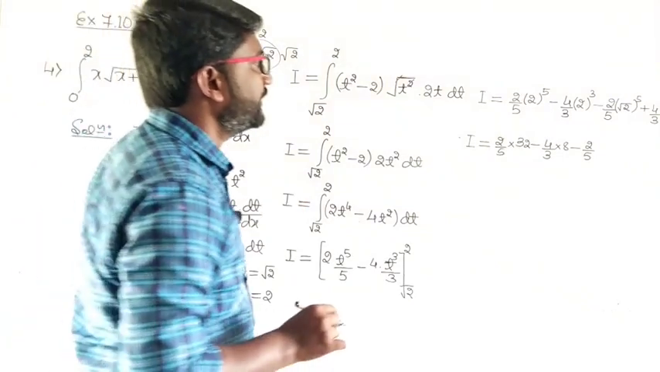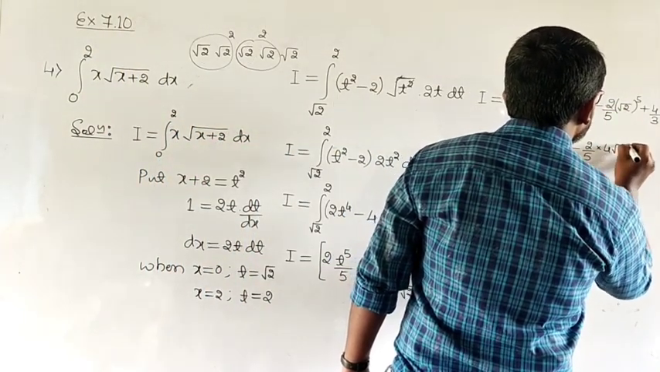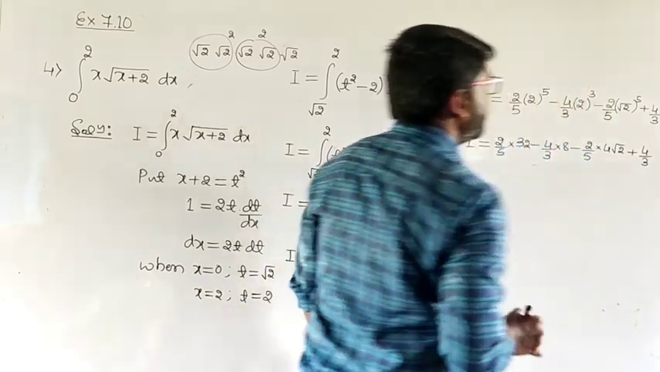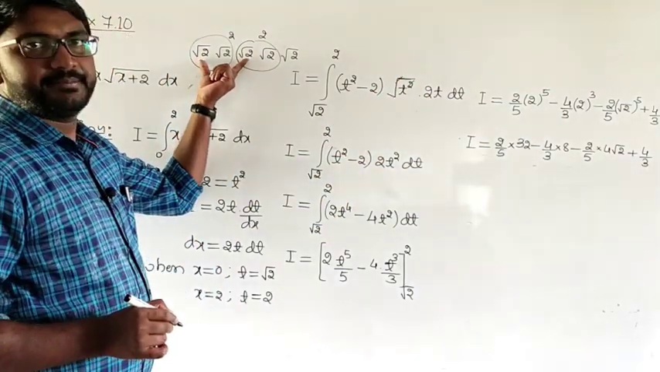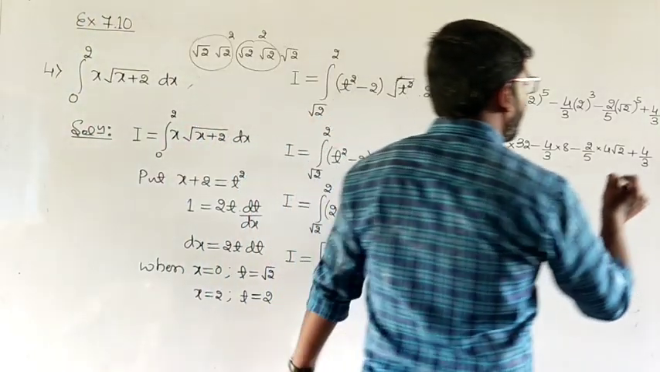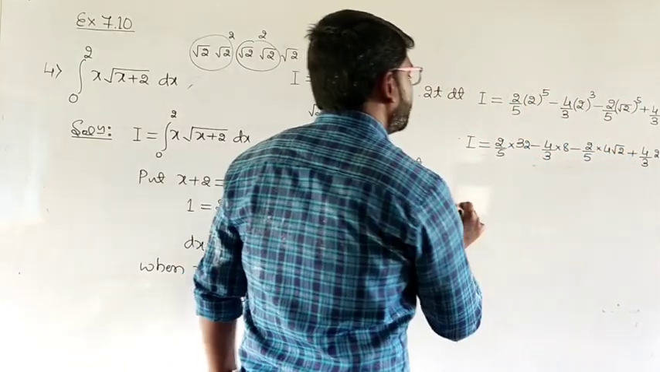4 times root 2. So here I can write 4 times root 2 plus 4 by 3. Then we have to multiply root 2 three times. So take only these 3. So this has to be 2 times root 2. So it becomes 2 times root 2. So let us simplify this further.